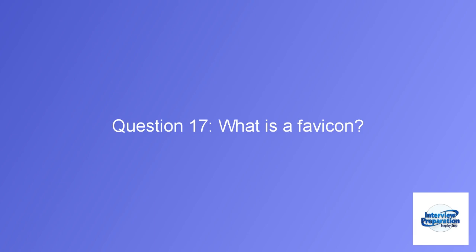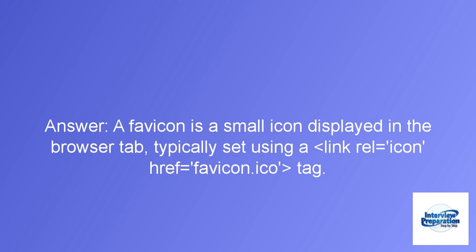Question 17. What is a favicon? Answer. A favicon is a small icon displayed in the browser tab, typically set using a <link rel="icon" href="favicon.ico"> tag.